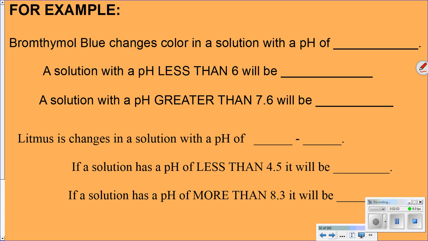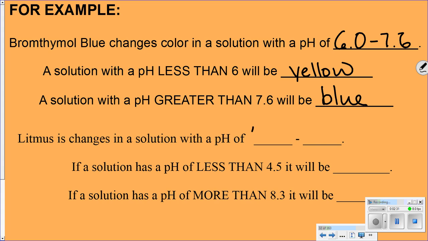So if we look at bromethymol blue, it changes between a pH of 6.0 to 7.6. Anything less than 6, for sure, will be yellow. Anything greater than 7.6 for sure will be blue. Within that range, we're not really sure.